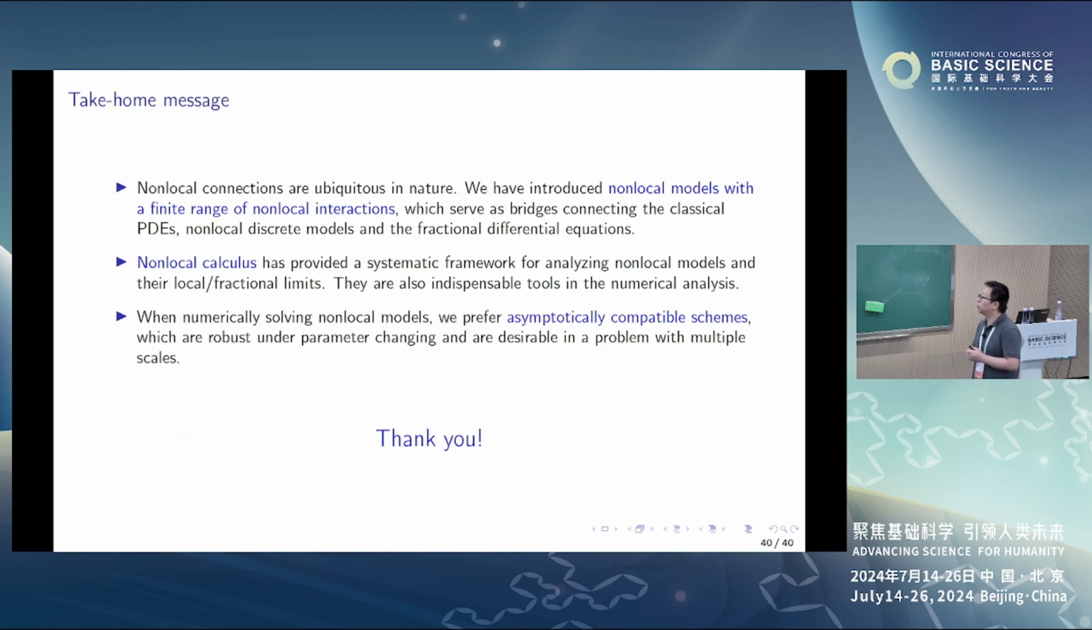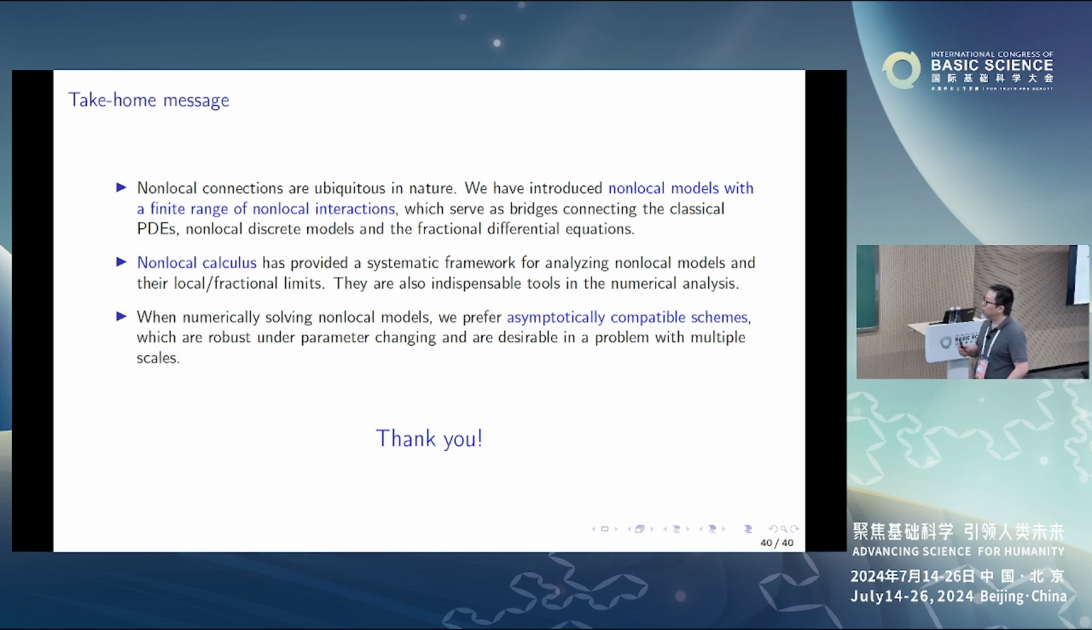So I want to stop here, and this is a take-home message. The nonlocal connections are ubiquitous in nature, and we introduce the nonlocal models with a finite range of nonlocal interactions, which serve as bridges connecting classical PDEs, fractional PDEs and nonlocal discrete models. Nonlocal calculus provides a systematic framework for analyzing nonlocal models and their local or global limits, and it is also important in numerical analysis. When we numerically solve the nonlocal models, we prefer to use asymptotically compatible schemes. This kind of scheme is robust under parameter changing and desirable in problems with multiple scales. I will stop here, and thank you for your attention.